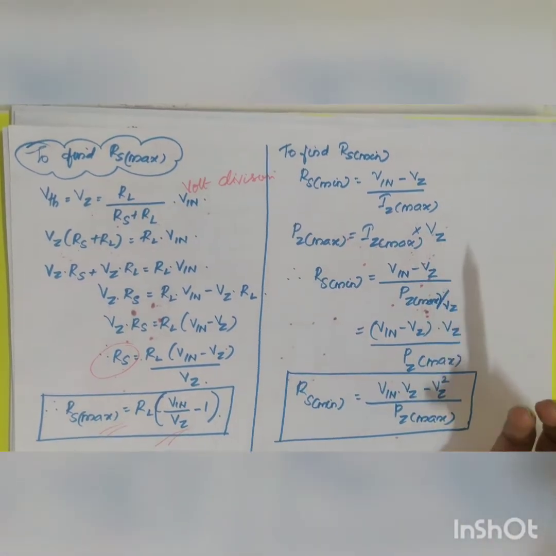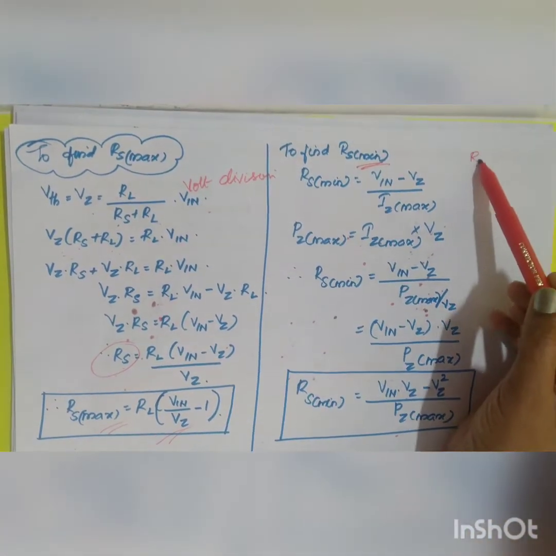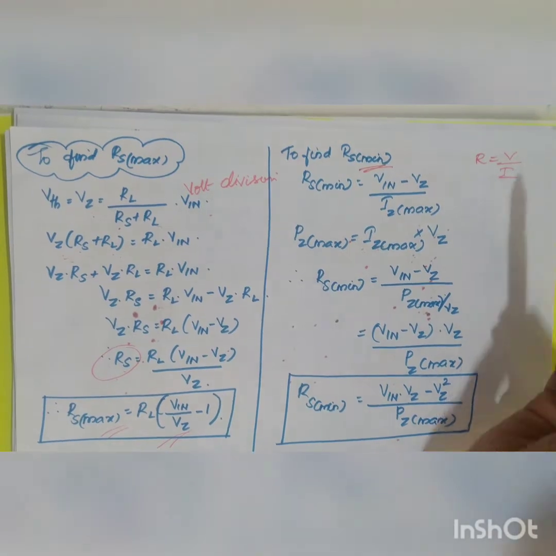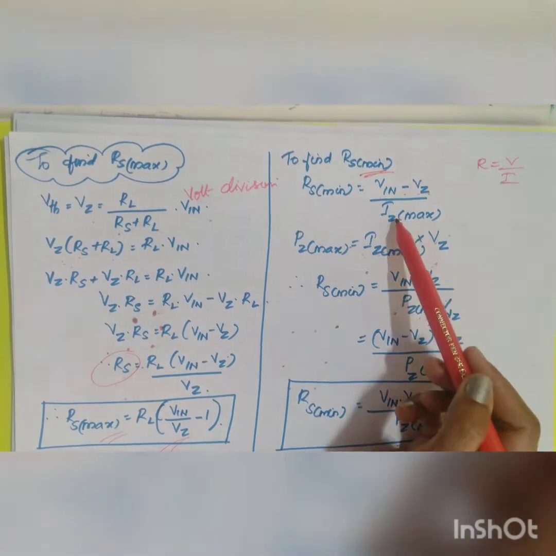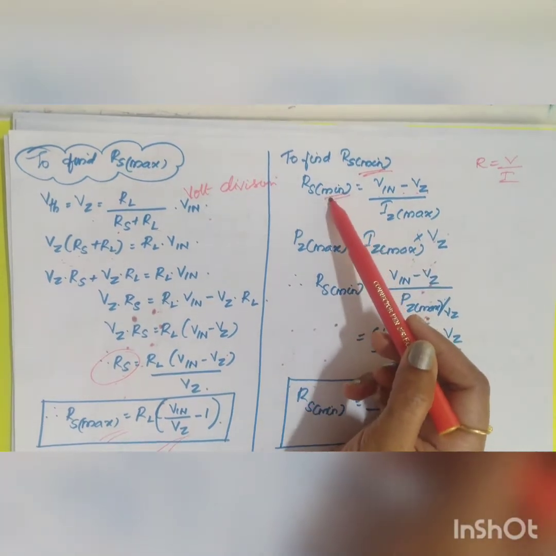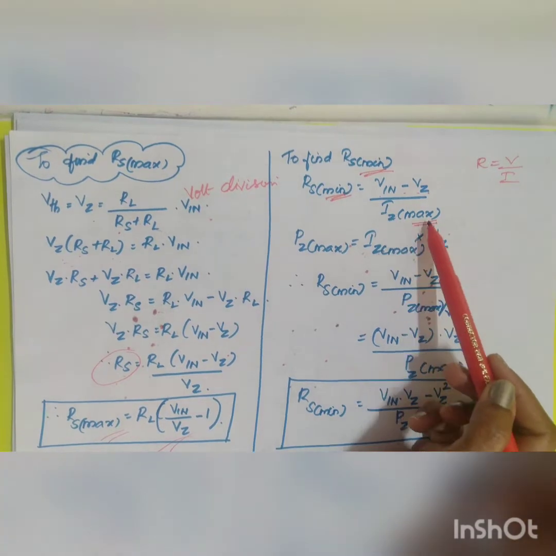So if you want to find your RS minimum value, what will you do? You know that R is equal to V by I. So what is your V? V is equal to Vin minus your Vz, right? So you already know that. So when RS is minimum, your current will be maximum. That's why it is written as Iz max.